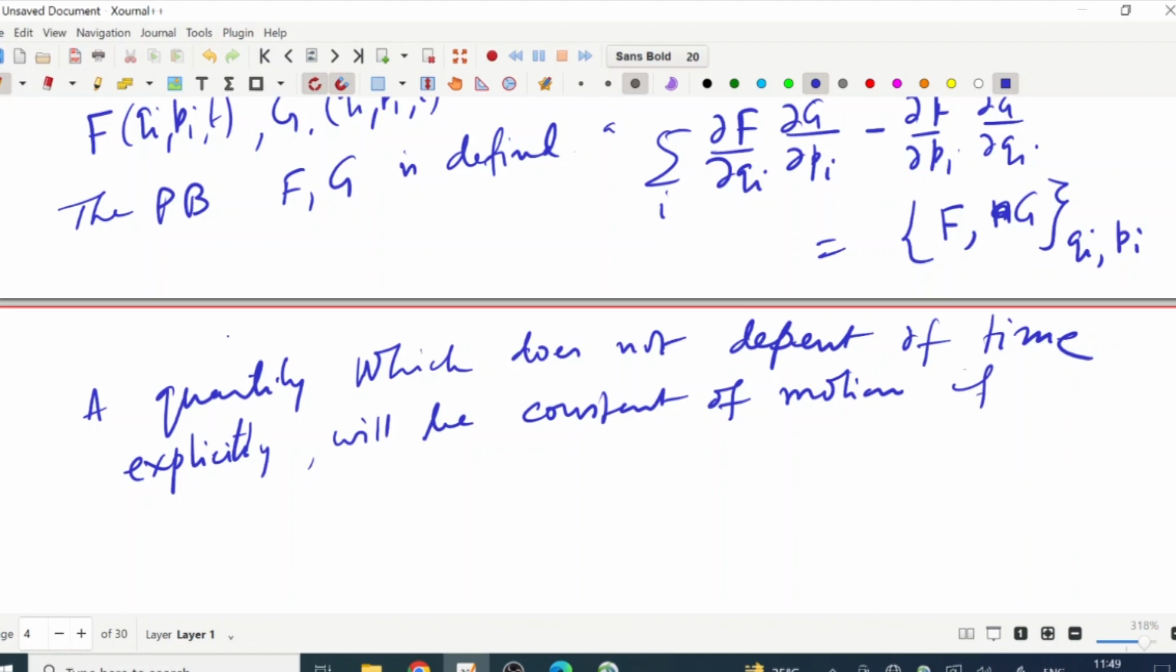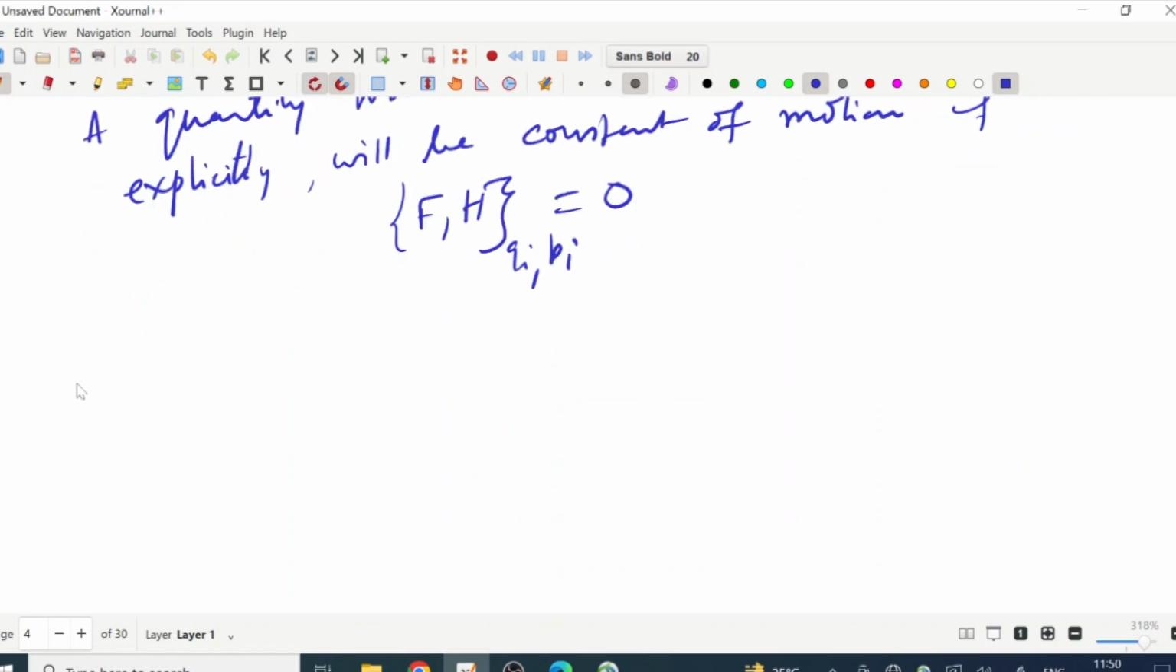if its Poisson bracket with the Hamiltonian, say the quantity f, is 0 with respect to the canonical variables. Okay. So, the idea of the Poisson bracket is important to find the constants of motion in a system, and it has a very important structure in the Hamiltonian formulation of classical mechanics that we will learn slowly. First thing is that the canonical equations of motion can be written in terms of the Poisson bracket.